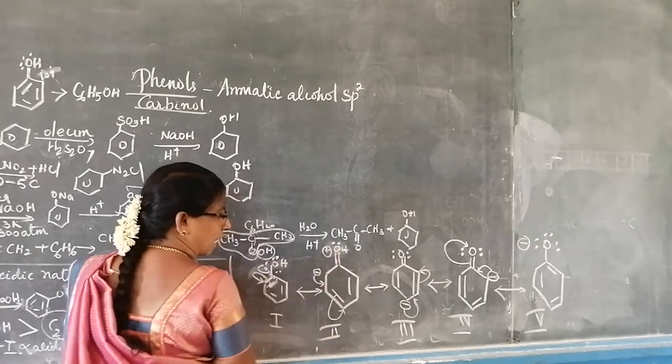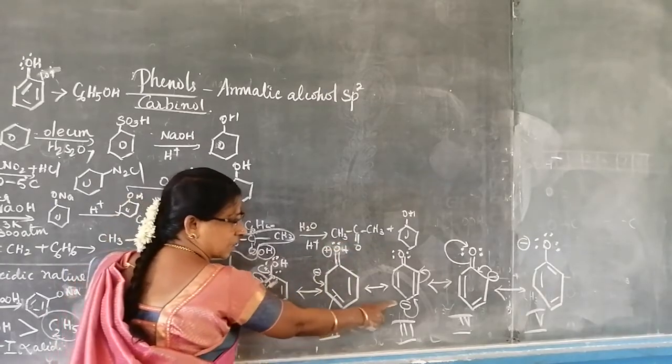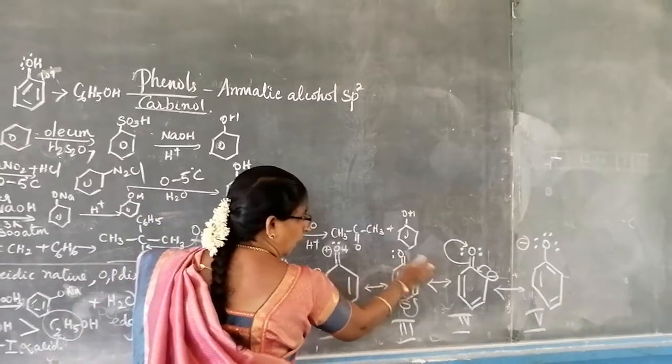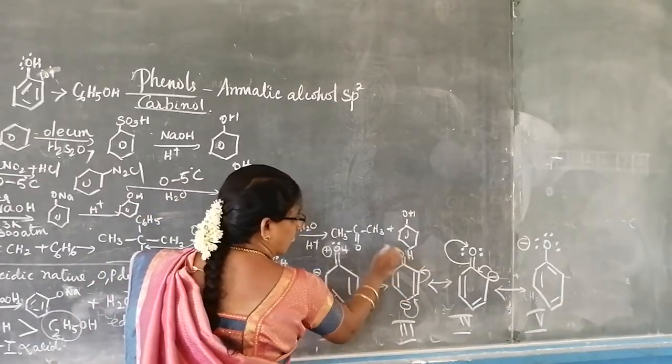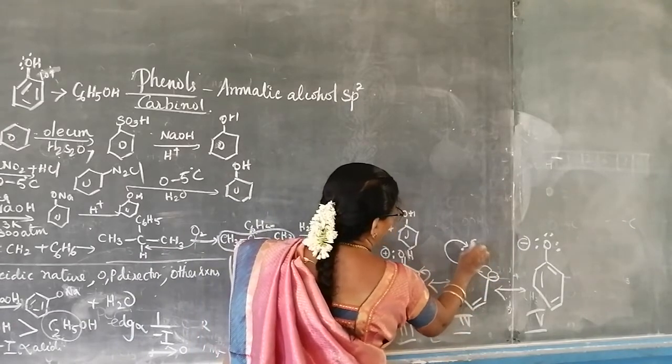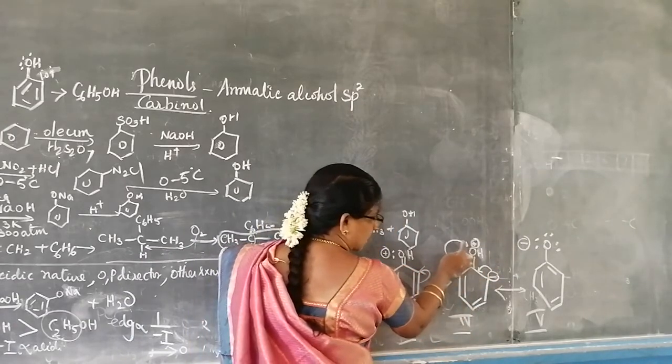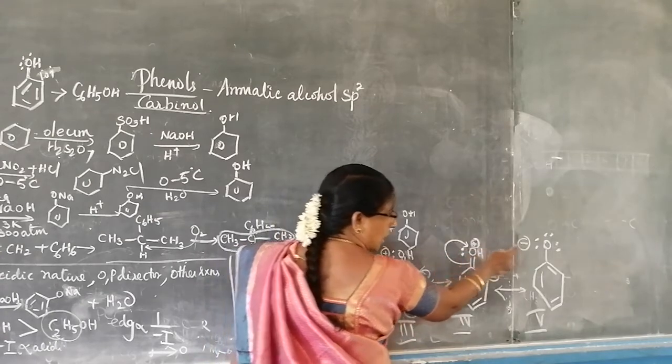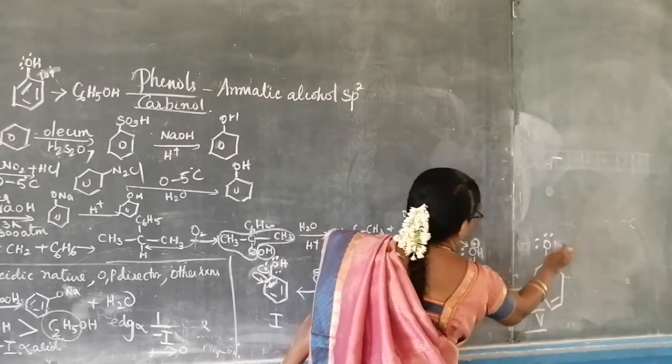So it will have what charge? Positive charge. All the others remain the same, but it will have only 1 pair. Then it will have positive charge. Only 1 pair, and it will have a positive charge. Now what will happen? This will cancel the positive charge. You will get back your phenol structure.